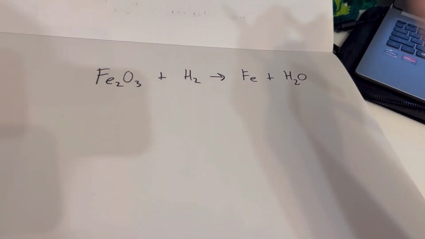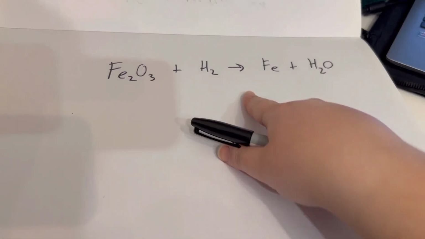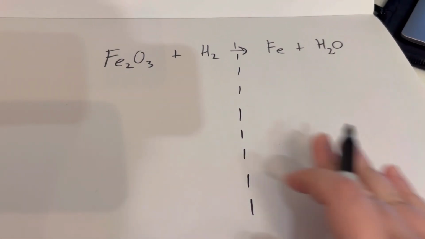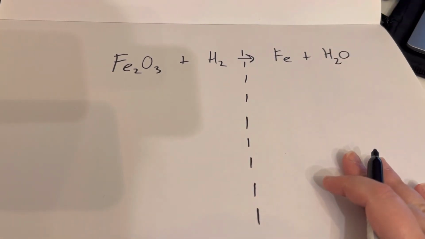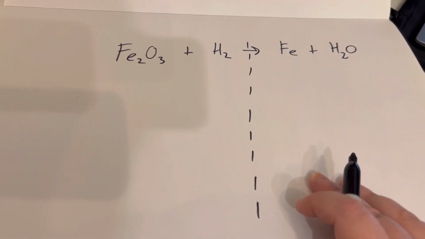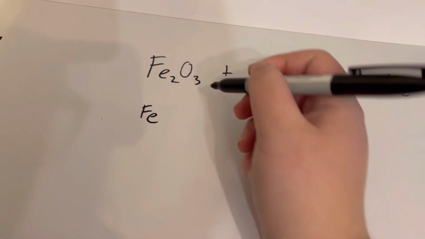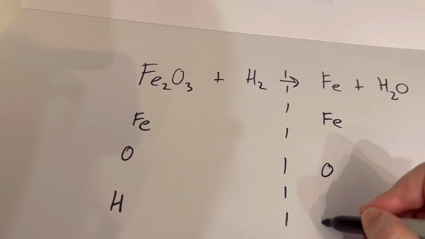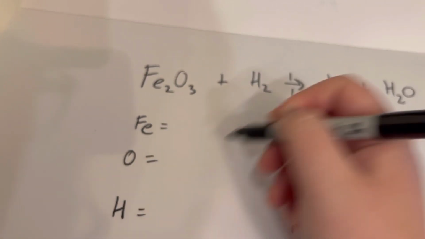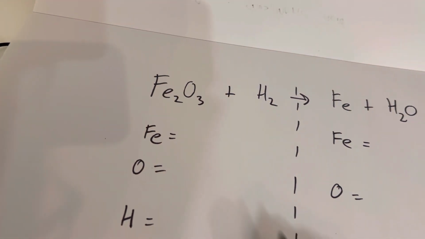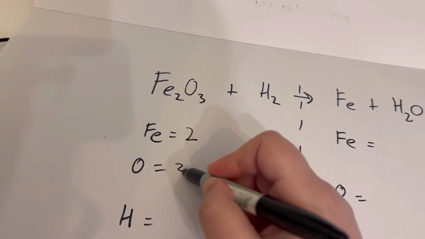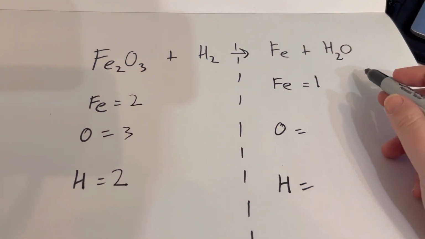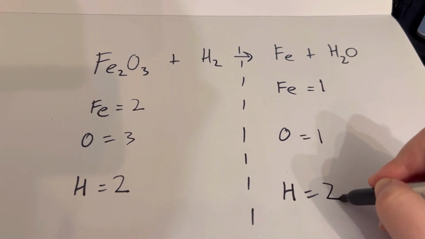And the last thing you need to know is balancing equations. So this arrow here works like the equal sign. We draw a dotted line in between our two sides. So you have the left side of the equation and the right side of the equation. Then we write down all the different elements that we have. So we have iron, oxygen, and hydrogen, iron, oxygen, and hydrogen. And now we count how many we have on each side. On this side, we have 2 iron, 3 oxygen, and 2 hydrogen. On this side, we have 1 iron, 1 oxygen, and 2 hydrogen.